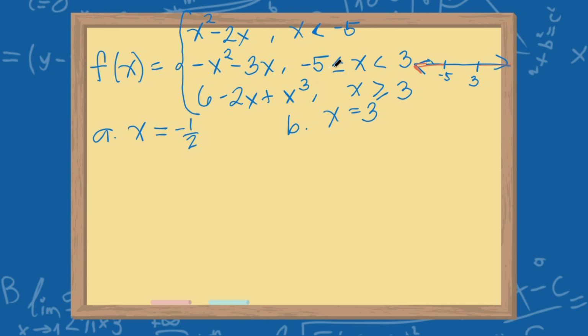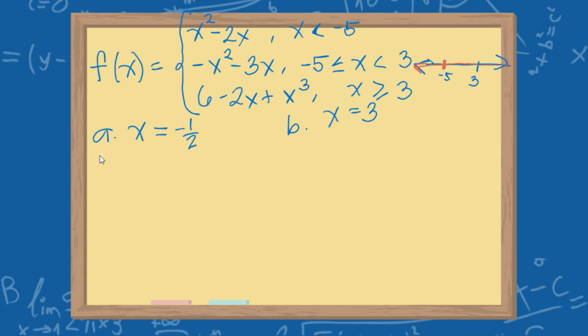And for the second function, all the values of x in between negative 5, including negative 5, up to 3. Okay? So, si negative 1/2, makikita mo yan somewhere dito sa pagitan nila. And with that said, we'll be using the second function to evaluate f of x at x is equal to negative 1/2.